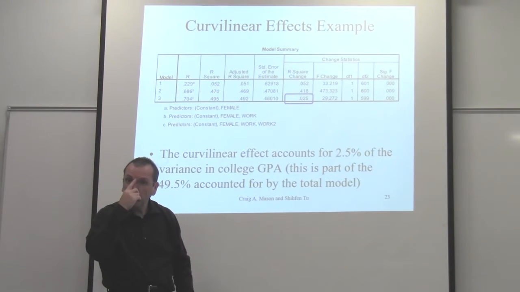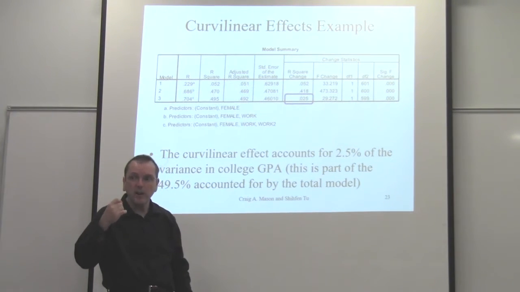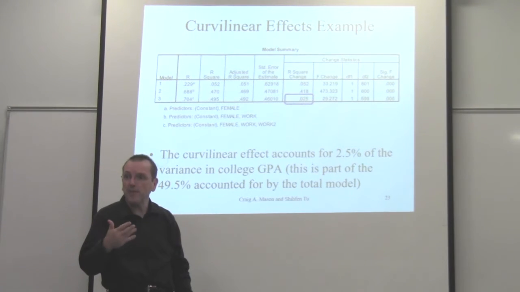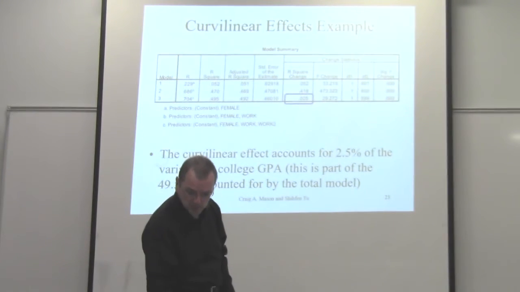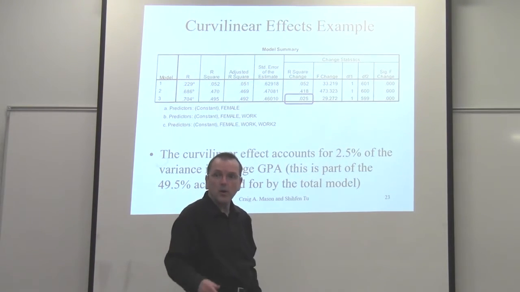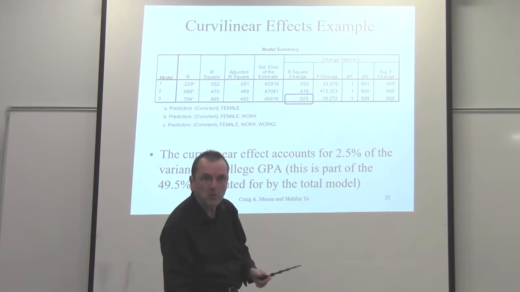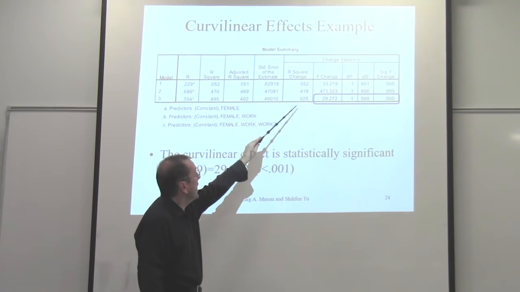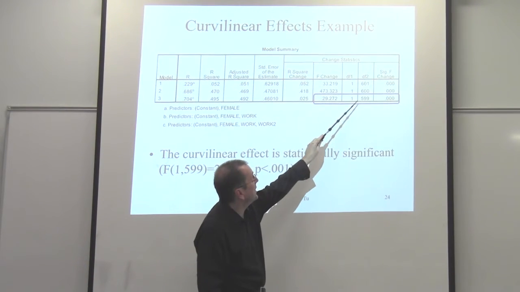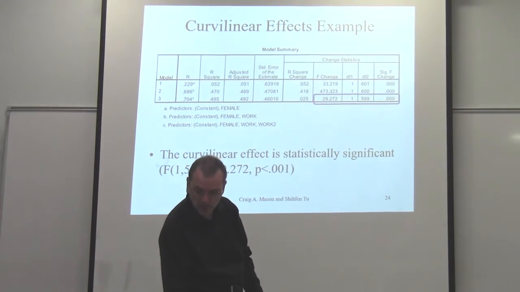And again, just like with interactions, curvilinear effects may account for a variance that may not seem very large, but it may still be a substantive effect, for the exact same sort of reasons. So don't look at these and think, oh, that's 1% of the variance, that's no big deal, so I'm not going to worry about this. Again, always graph it and see what the data are showing you. That 2.5% of the variance is highly significant with 1 and 599 degrees of freedom. Our F was 29.272. P is less than 0.001.